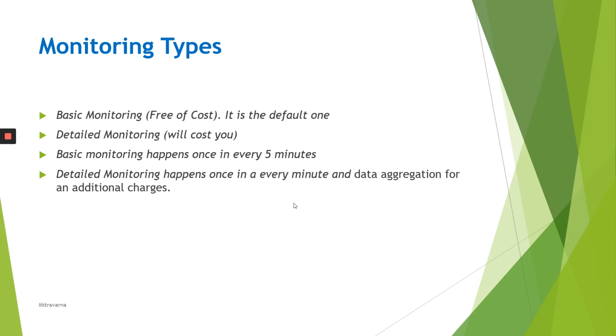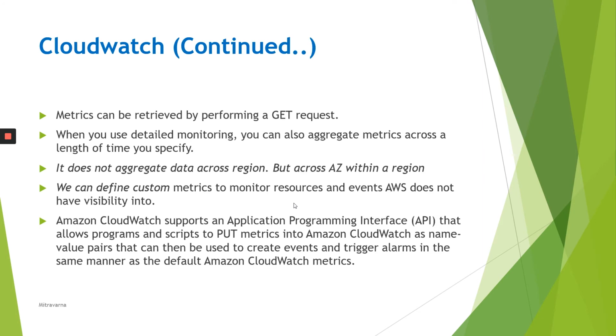Monitoring types: there are two types of monitoring. One is basic monitoring, which is free of cost and is the default one. The second one is detailed monitoring, which will charge you. Basic monitoring happens once every 5 minutes, whereas detailed monitoring happens once every minute. And additionally, we can do data aggregation for additional charges.